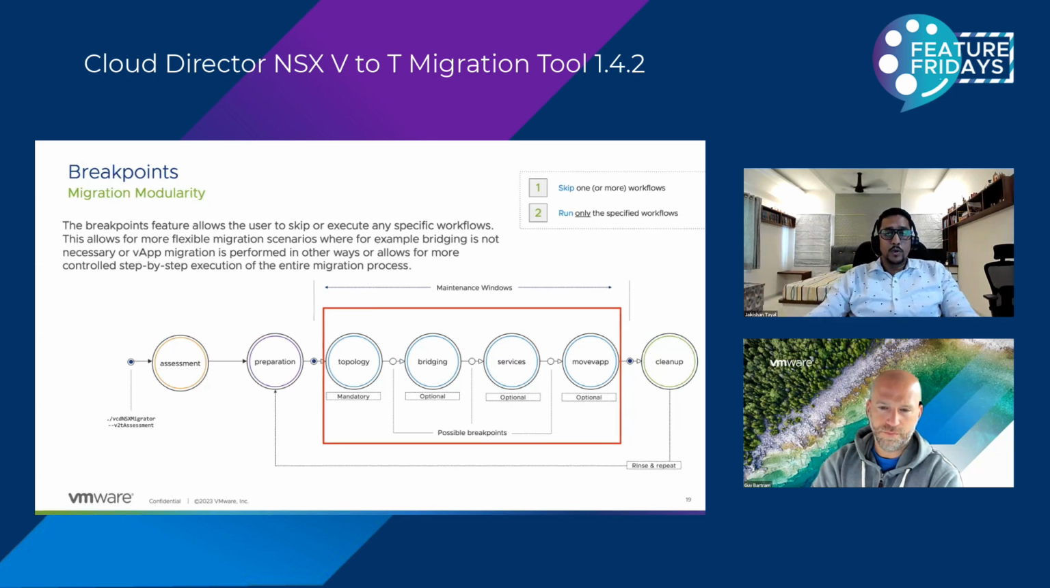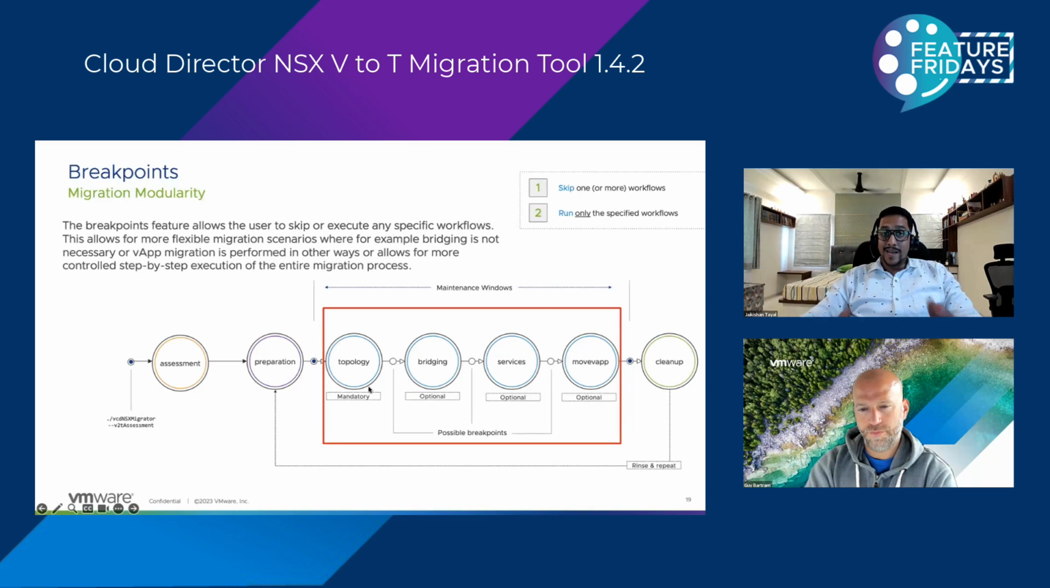Now, why have you broken this up? Because of the configuration you have in your environment. It could be that you do not have any edge gateway services configured. Why would you want to run the services task then? You do not want to, so you can skip it. Mostly, in a practical scenario, you would run bridging, but if you do not want to run the bridging check, you can skip it. So that's the advantage of having a breakpoint: you can skip what you do not want and is not applicable for your environment.